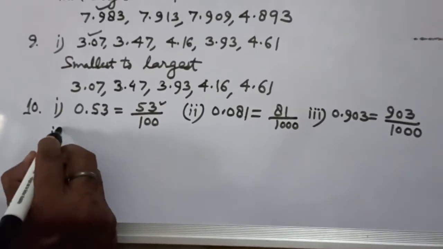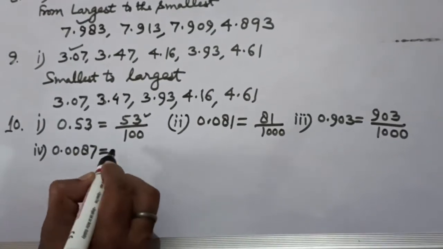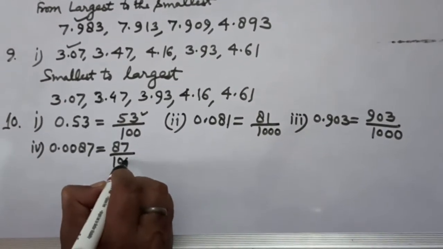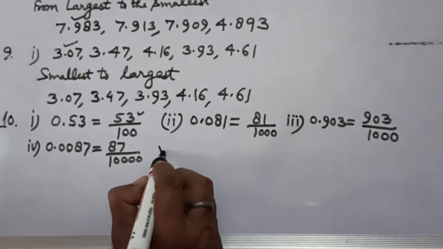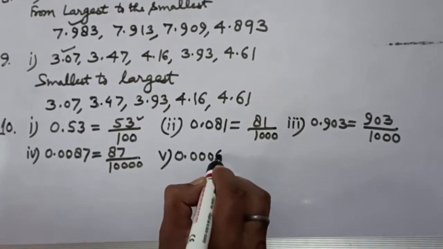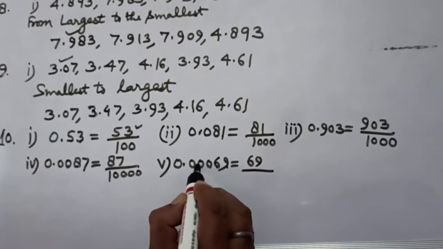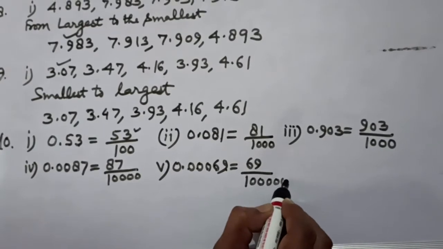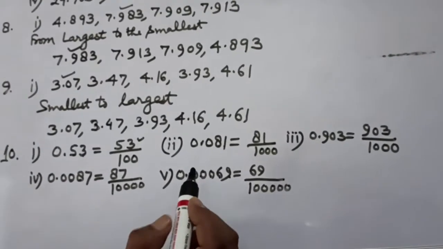Similarly, fourth part, 0.0087. So it is 87 upon 1, 2, 3, 4, so 4 zeros, 87 upon 10,000. Similarly, fifth part, 0.00069. So it is 69 upon 1, 2, 3, 4, 5, 5 zeros. Okay. So in this way you can do.